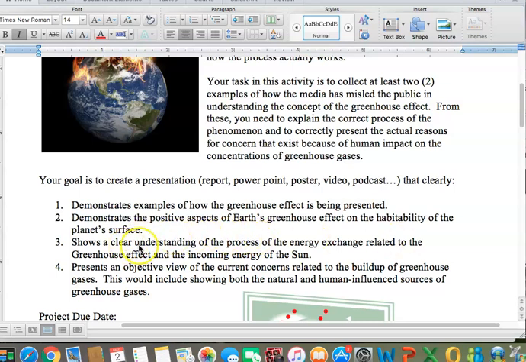Your project needs to show a clear understanding of the process of how energy exchange is related to the greenhouse effect. Think of the Earth energy budget diagram that we looked at last week that showed the distribution of visible and infrared radiation. Some of it gets reflected and absorbed in our atmosphere as well as our Earth's surface.